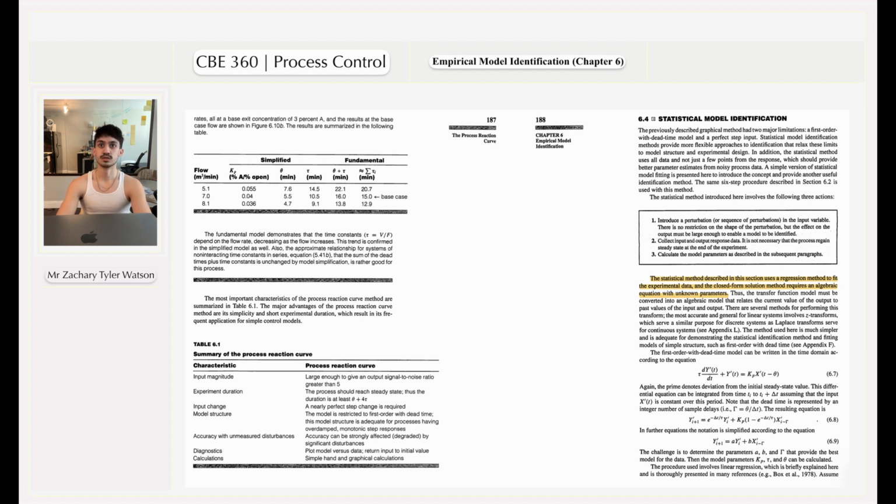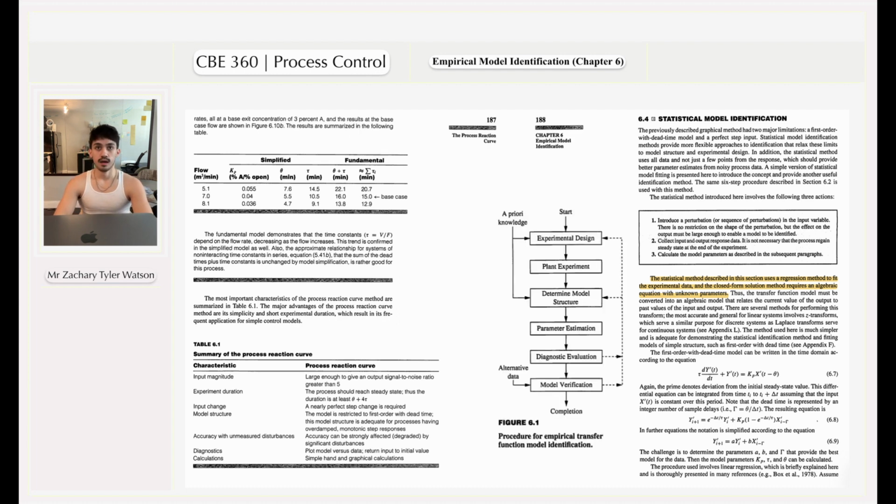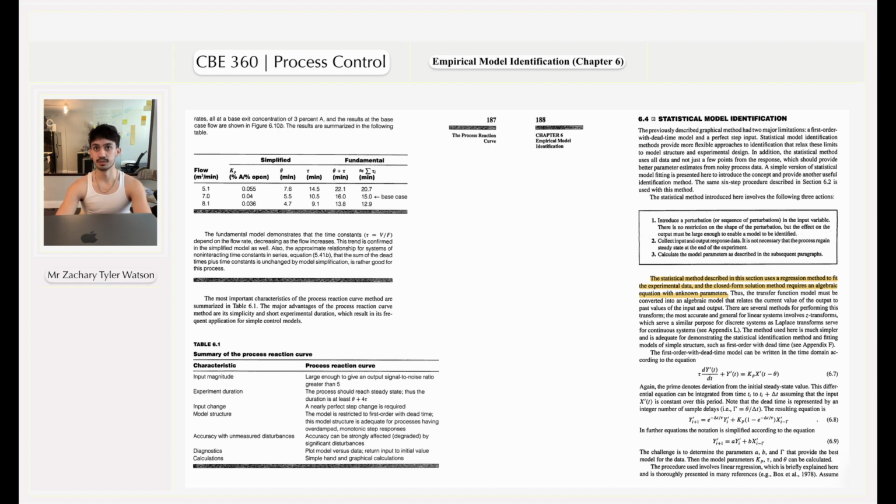The same 6-step procedure described in section 6.2 is used with this method, so I'm going to pop up that figure 6.1. The statistical method introduced here involves the following 3 actions. 1. Introduce a perturbation, which means a sequence of perturbations in the input variable. There is no restriction on the shape of the perturbation, but the effect on the output must be large enough to enable a model to be identified. Secondly, collect input and output response data. It is not necessary that the process regain steady state at the end of the experiment. And thirdly, calculate the model parameters as described in the subsequent paragraphs.